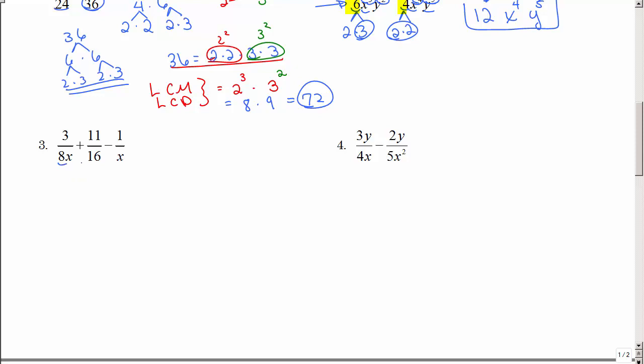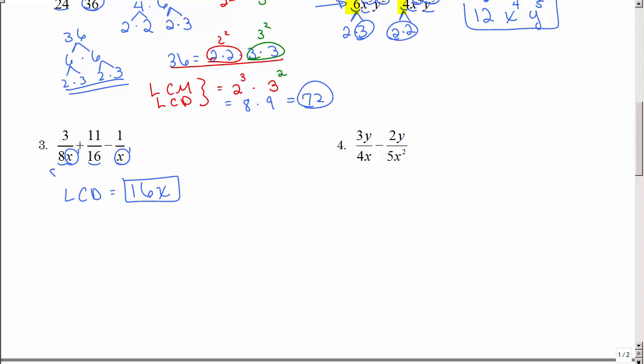Okay, here, let's look at the numbers. Do you know the least common multiple between 8 and 16? You should know it's just 16, because 8 times 2 is 16. So I know I have 16, and then what's the only other factor I have? X, and it's to the first power. I'm done.